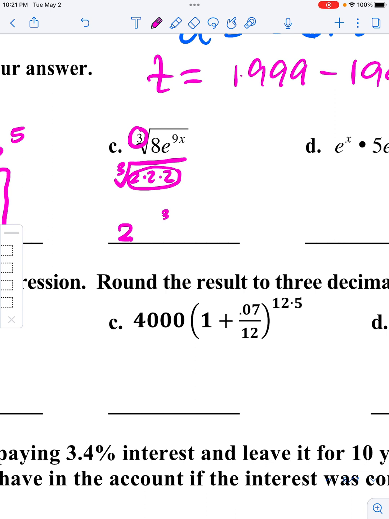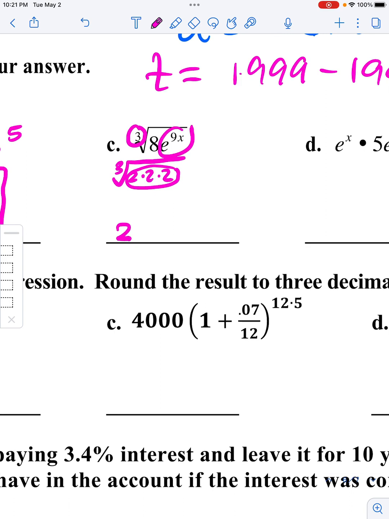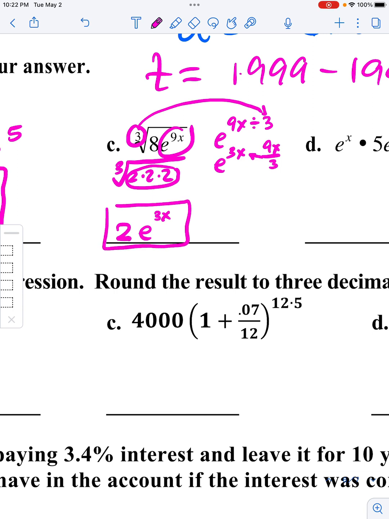And then the next thing is this. And so that is going to be the same as, I guess what I would probably do to make this easiest is I would say, I have 9x, and I'm trying to divide 9x into groups of 3 because of that index. So 9x divided by 3 would give that a power of 3x, because if you did 9x over 3, you'd end up with 3x. So I don't end up having anything left over because it divides out equally. So then this is my answer.